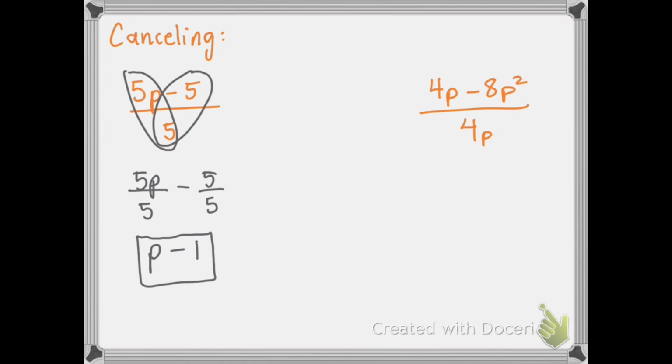In this one, we'll do the same. So 4p divided by 4p is 1. And then negative 8 divided by 4 is negative 2. And p2 divided by p is p.